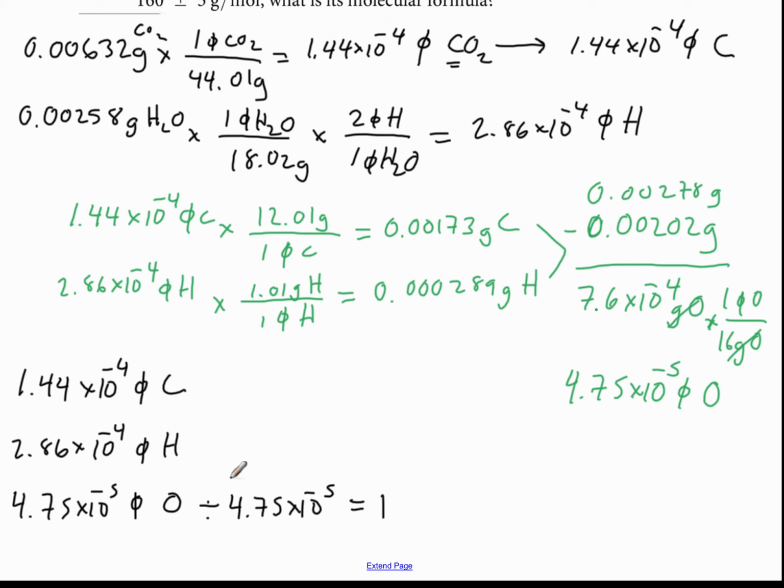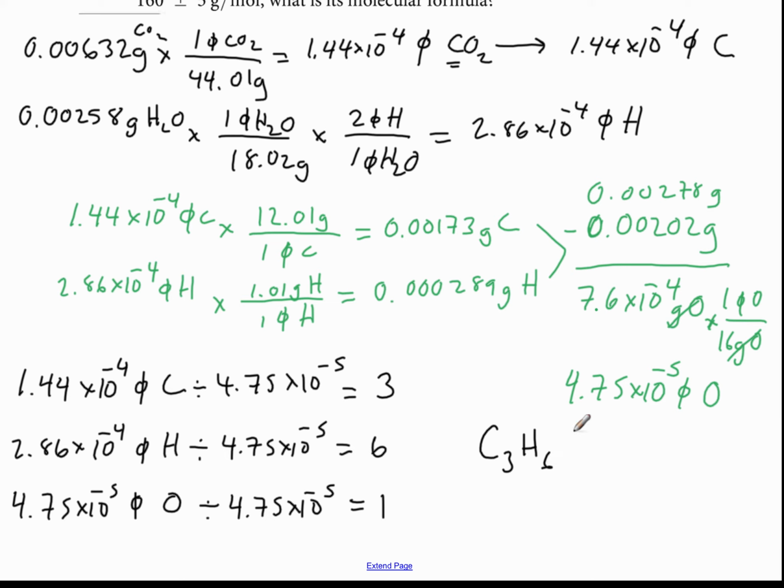Well, if I divide the other ones by this same value, 4.75 times 10 to the negative fifth, what I end up with is right about 3, right about 6, and 1 for this particular value. So that tells me that the ratio is 3 carbons to 6 hydrogens to 1 oxygen. That gives me the empirical formula of C3H6O. And so now I know how to do the empirical formula for this particular compound.